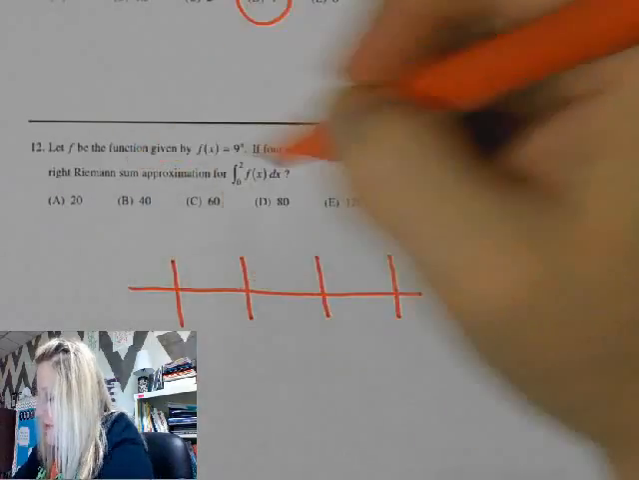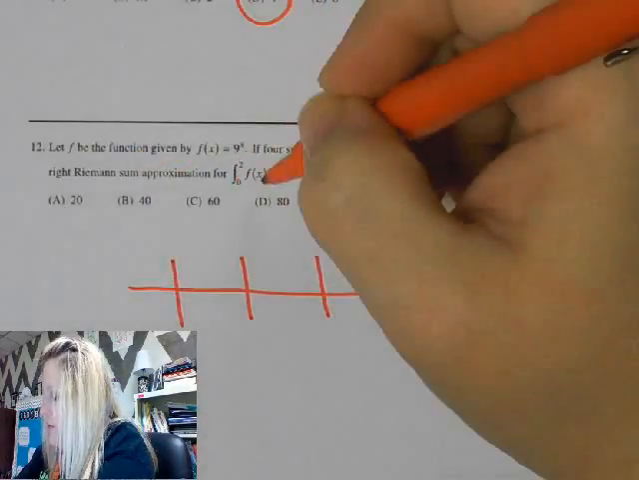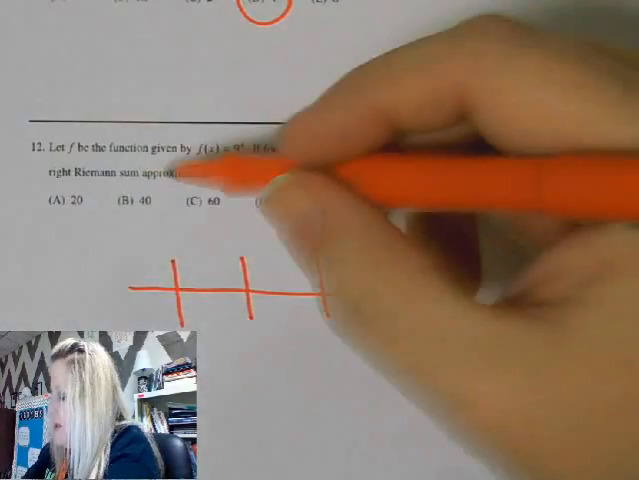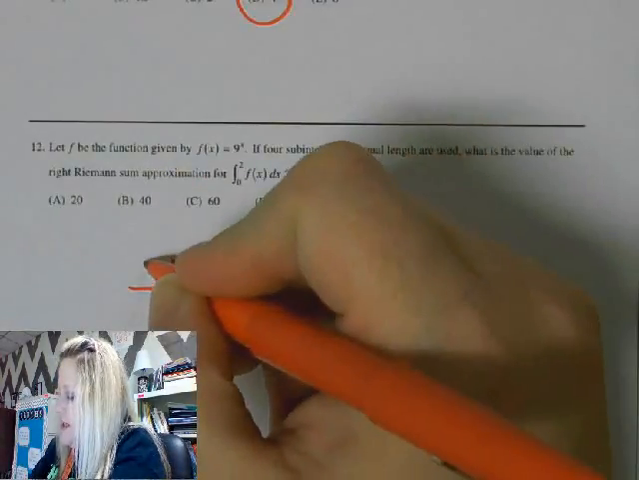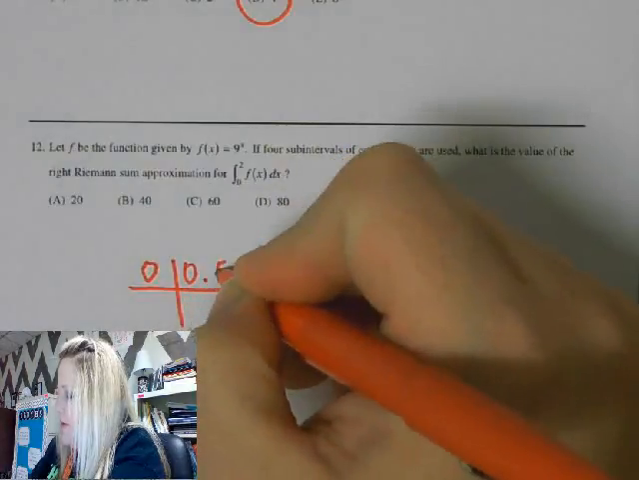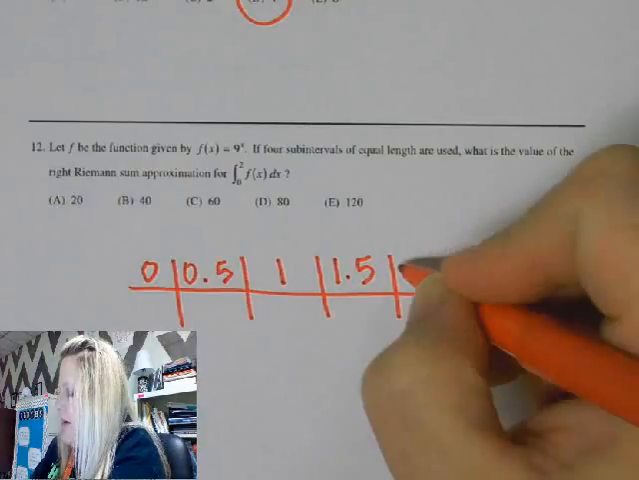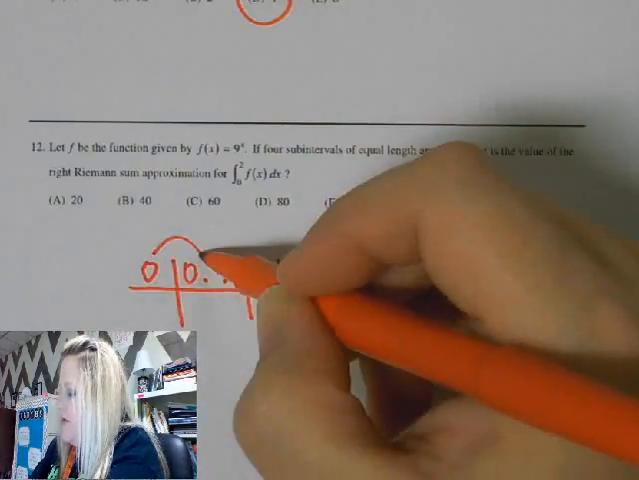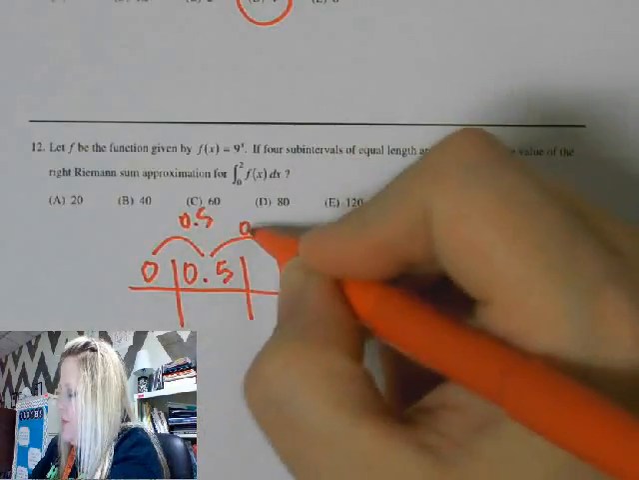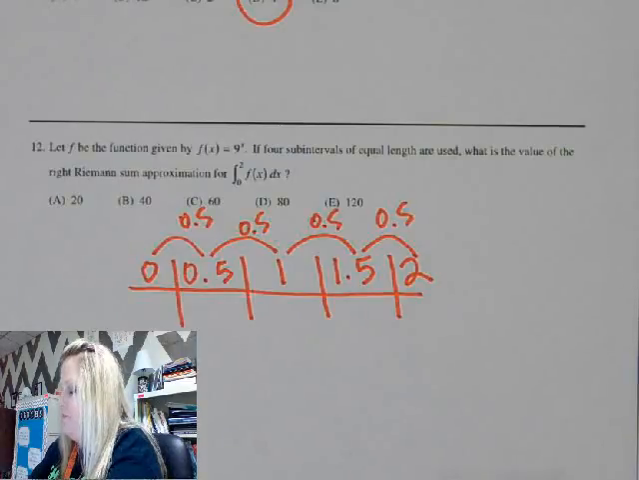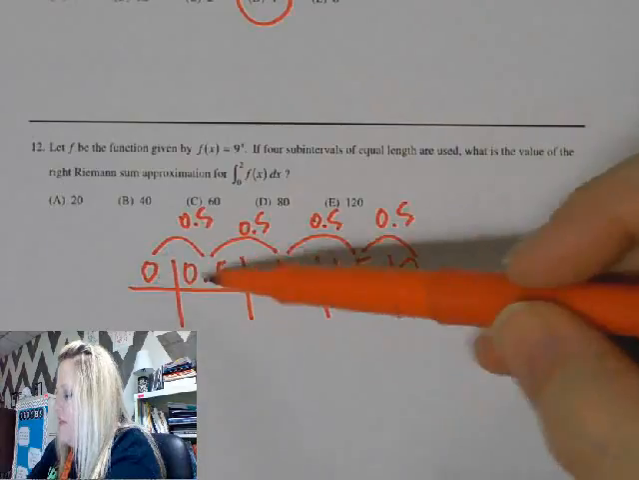So to get 4 subintervals, we would have to go 0 to 0.5, and then 0.5 to 1, 1 to 1.5, and 1.5 to 2. Each subinterval would have to be 0.5 wide to make 4 subintervals from 0 to 2. So we're going to plug these values into the function to get the y values, and then we can calculate the Riemann sum, because remember the y values are going to be the heights of our rectangles.